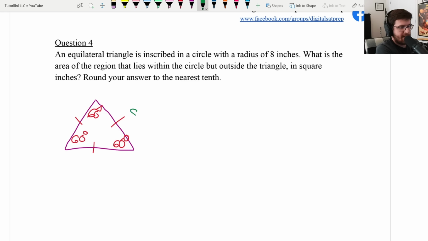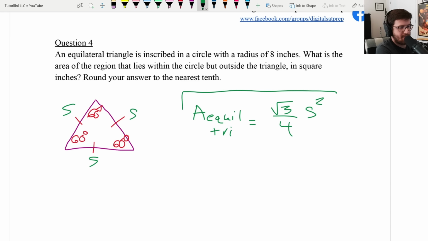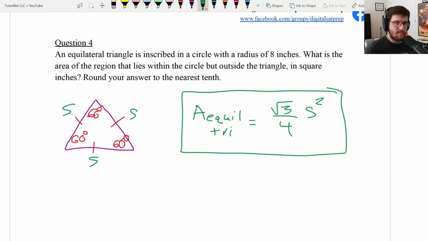If we call the side length s, then the area of the equilateral triangle is √3/4 s squared. I'm probably not going to use that when I do this one, but you'll find that it can be helpful for other problems. Okay, great. So let's start making the picture. So we got a circle.